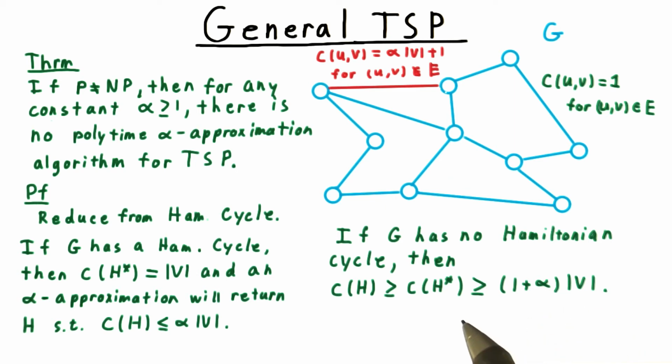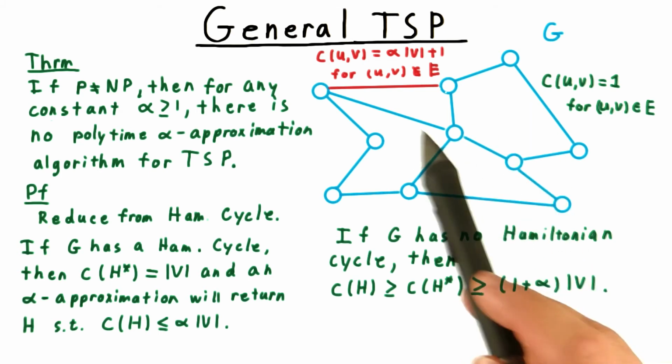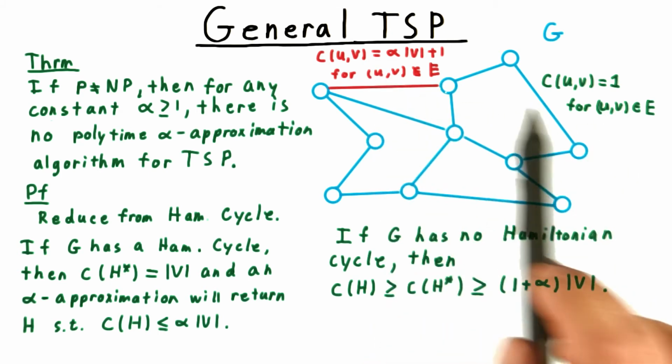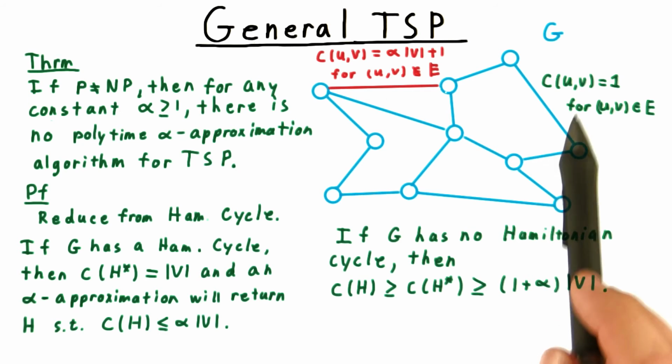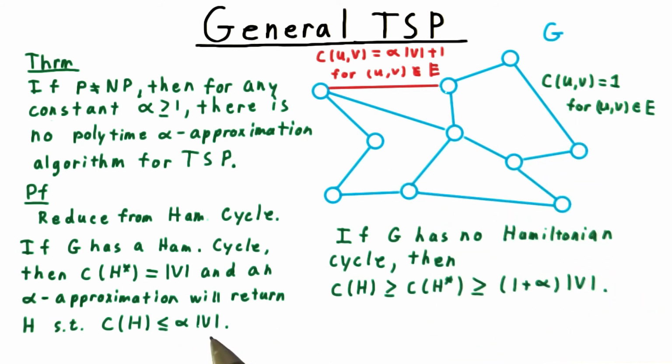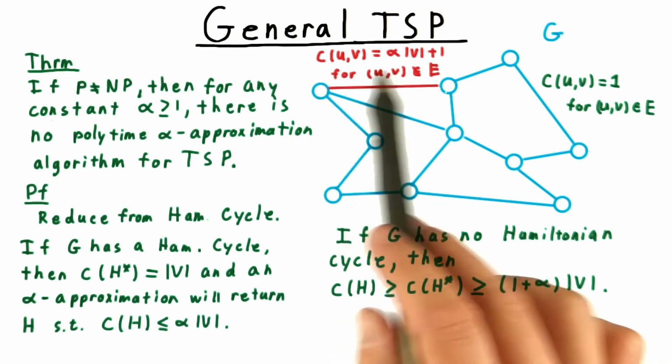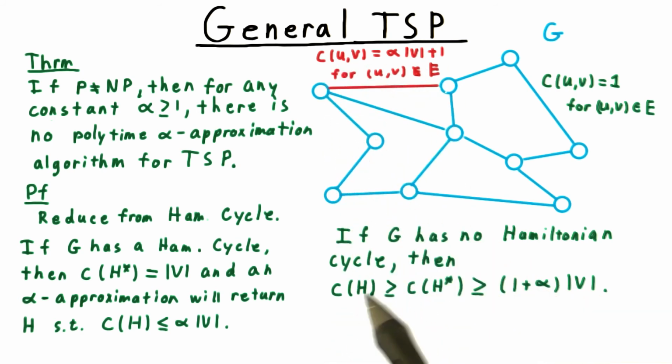Therefore, to decide the Hamiltonian cycle problem, we just run the alpha approximation on the graph with these costs here. Then we compare the resulting cost to alpha times v. If it's larger, then there can't be a Hamiltonian cycle in the graph. Any Hamiltonian cycle would have cost v, and our approximation algorithm couldn't have returned such a large cost. On the other hand, if it's the same as alpha v or smaller, then we can't have used one of the edges not in the original, so there must be a Hamiltonian cycle.